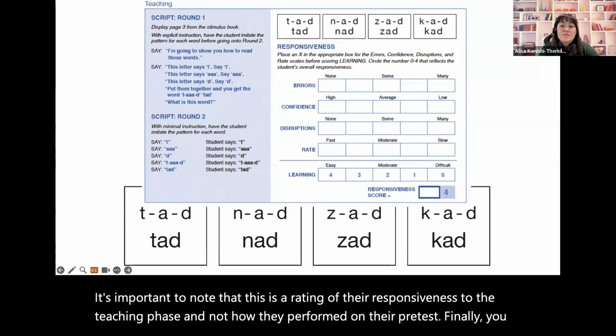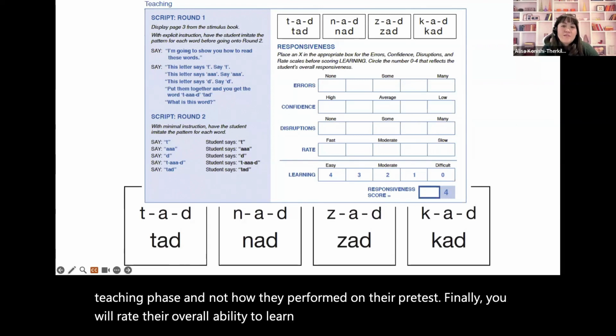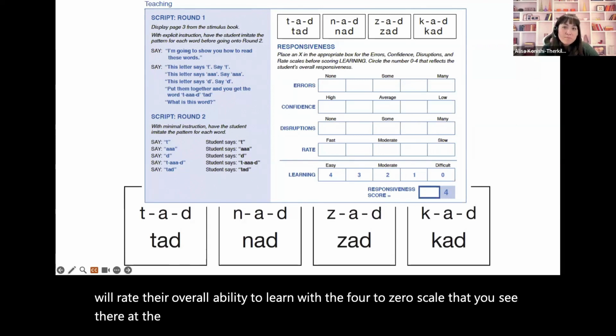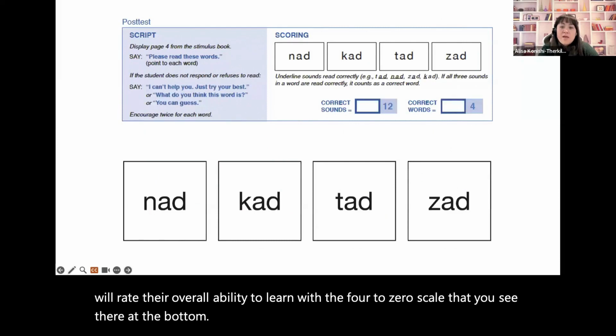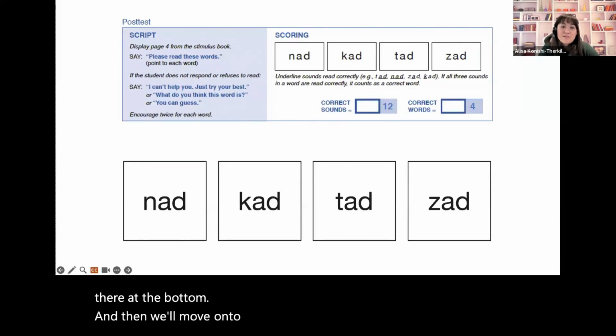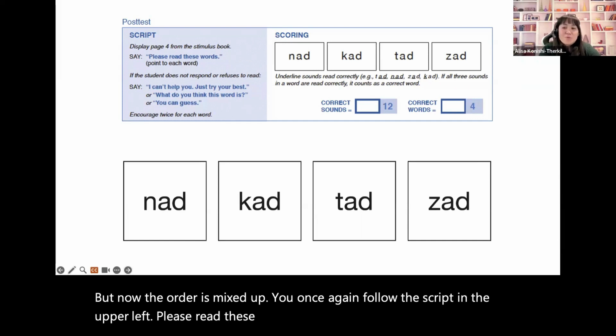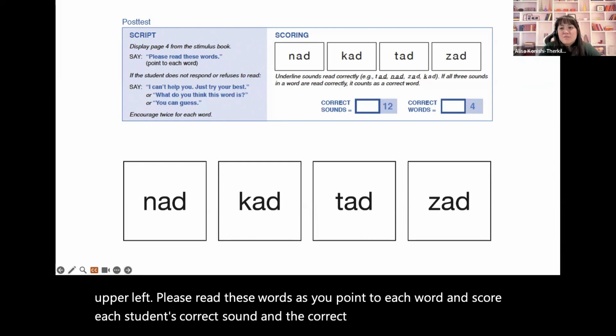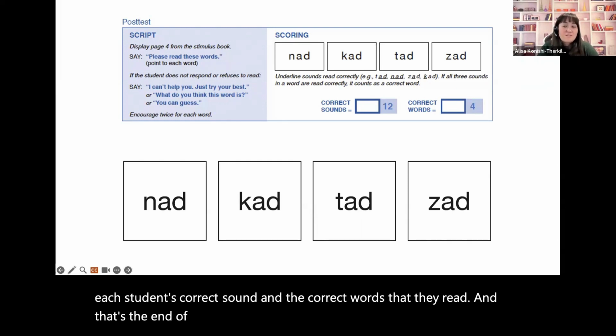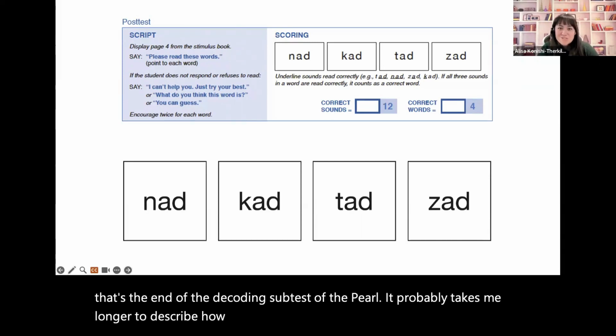Finally, you will rate their overall ability to learn with the 4 to 0 scale that you see there at the bottom. And then we'll move on to the post-test phase. It's still the same words, but now the order is mixed up. You once again follow the script in the upper left. Please read these words as you point to each word, and score each student's correct sounds and the correct words that they read. And that's the end of the decoding subtest of the PEARL. It probably takes me longer to describe how to actually administer the test than actually doing it with a student.